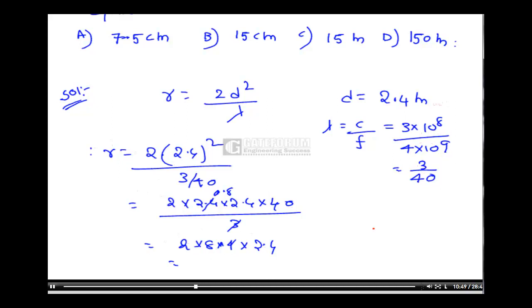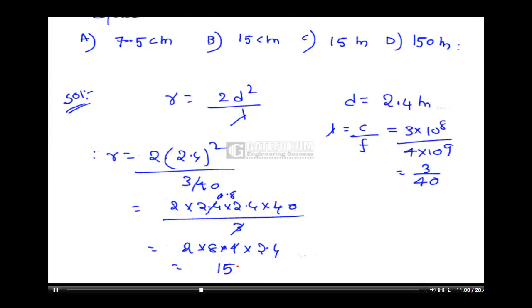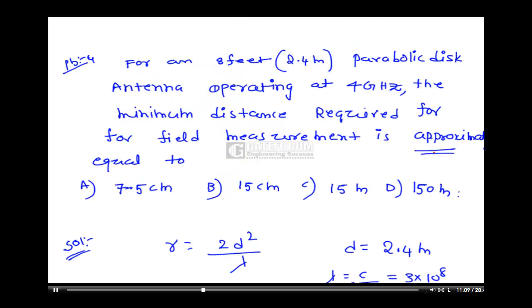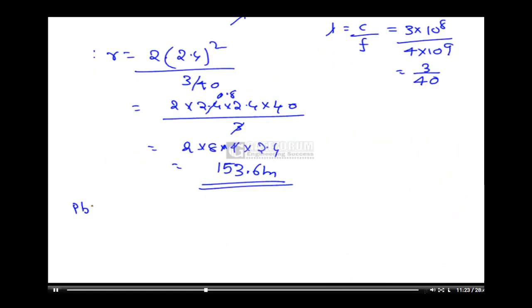Problem number 5: the far field of an antenna varies with distance R as. Option A 1 by R, option B 1 by R square, option C 1 by R cube, option D 1 by square root of R. So this is a very straightforward question. Far field of an antenna always varies with respect to 1 by R. So option A is correct.